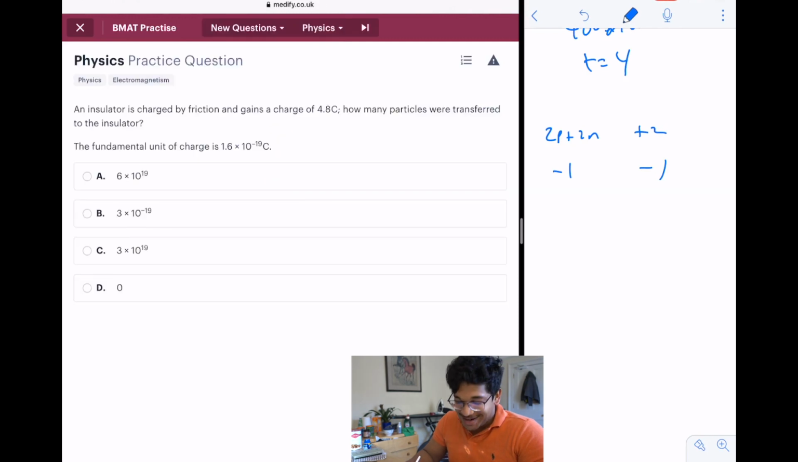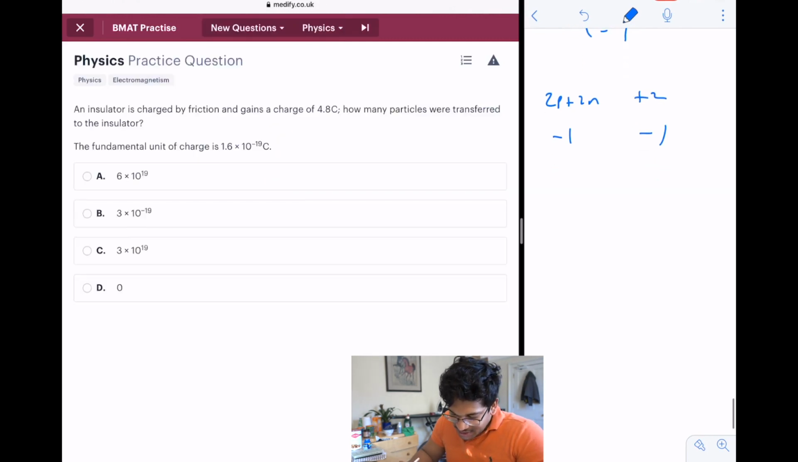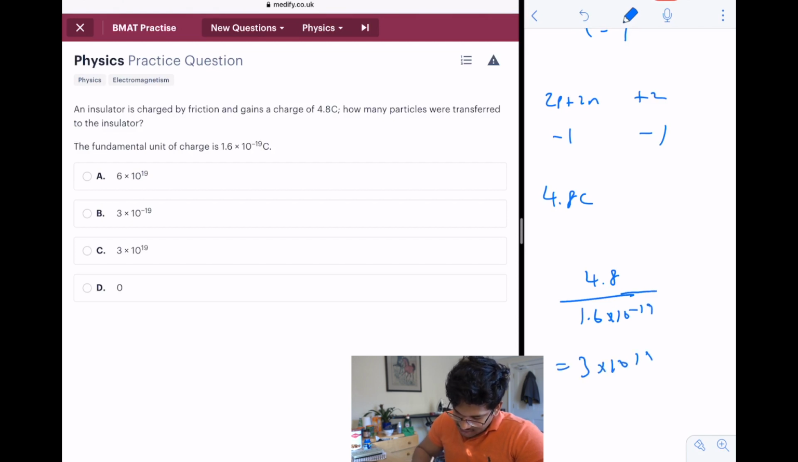Last question, and then we'll call it a day. An insulator is charged by friction and gains a charge of 4.8 coulombs. How many particles are transferred to the insulator? Right, so 4.8 divided by 1.6 times 10 to the minus 19 should give us 3 times 10 to the 19. So that should be the answer.